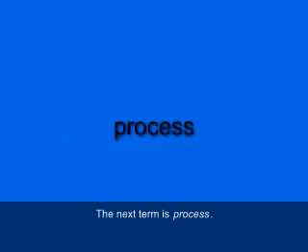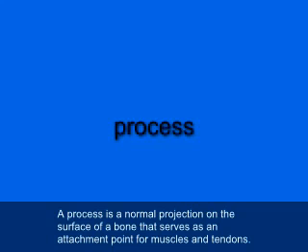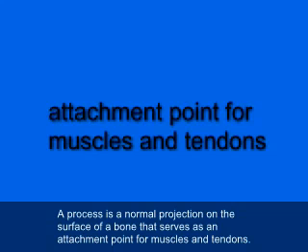The next term is process, P-R-O-C-E-S-S. A process is a normal projection on the surface of a bone that serves as an attachment point for muscles and tendons.